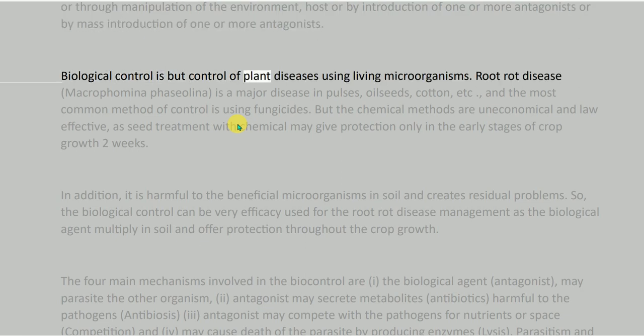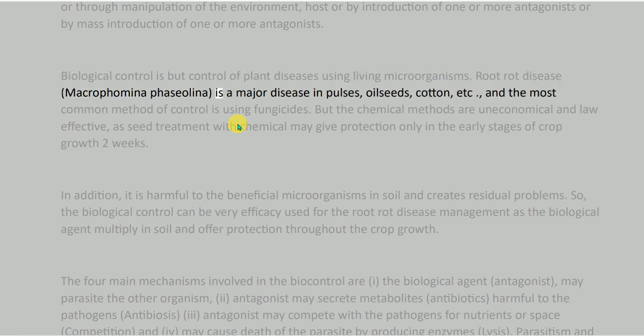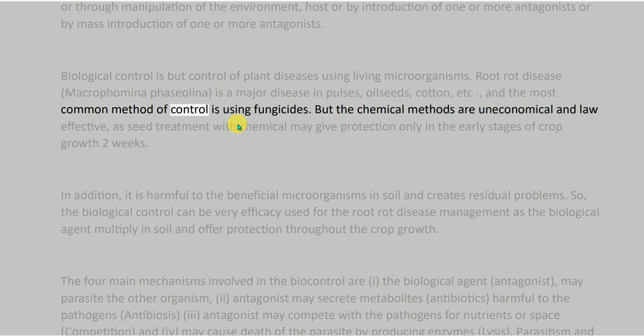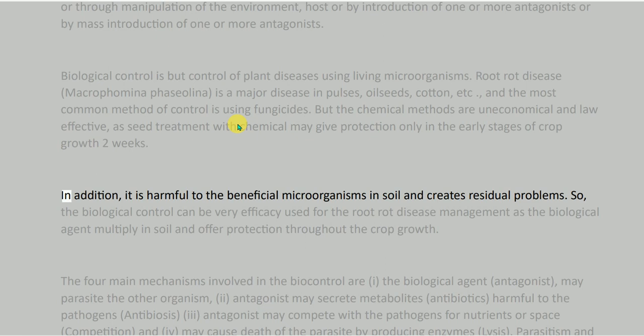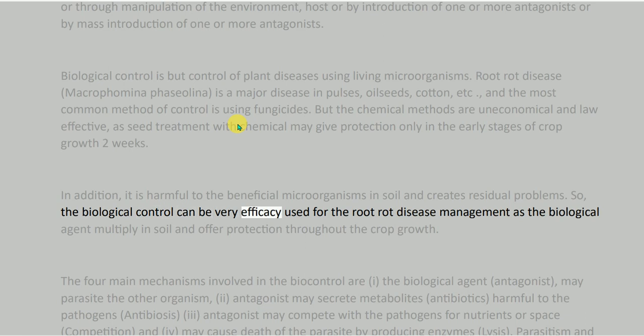Root rot disease, Macrophomina phaseolina, is a major disease in pulses, oilseeds, cotton, etc., and the most common method of control is using fungicides. But chemical methods are uneconomical and less effective, as seed treatment with chemicals may give protection only in the early stages of crop growth, about 2 weeks. In addition, it is harmful to the beneficial microorganisms in soil and creates residual problems. So, biological control can be very efficiently used for root rot disease management, as the biological agent multiplies in soil and offers protection throughout the crop growth.